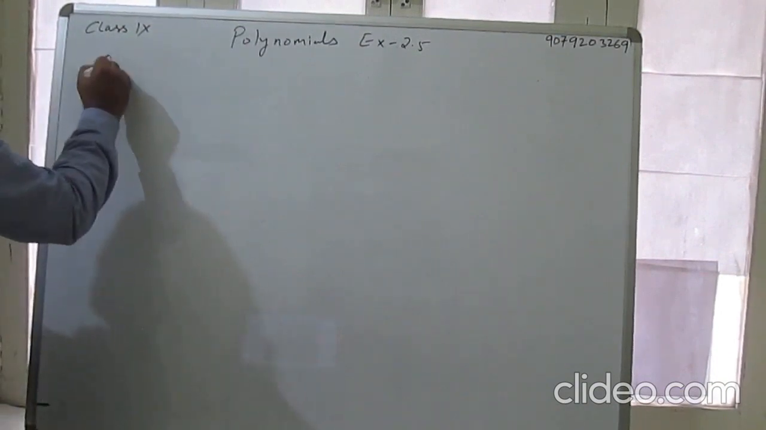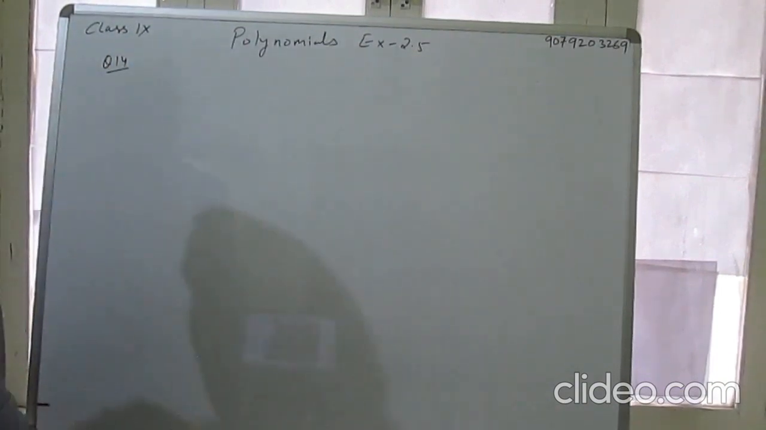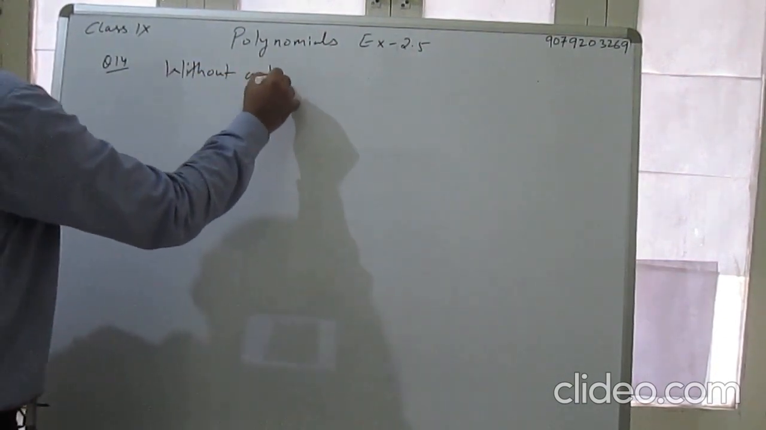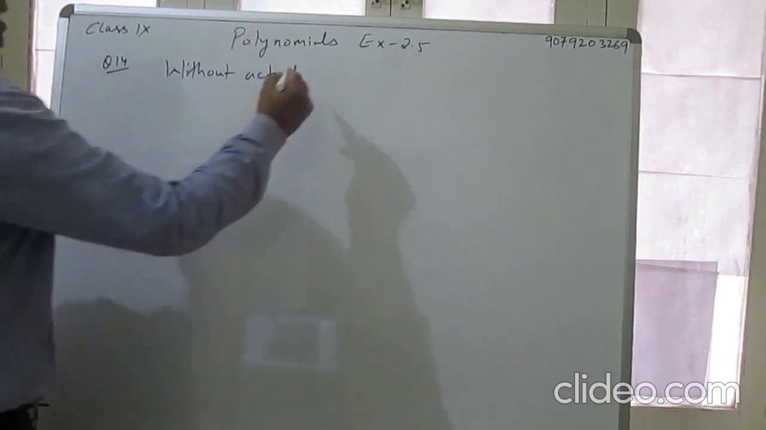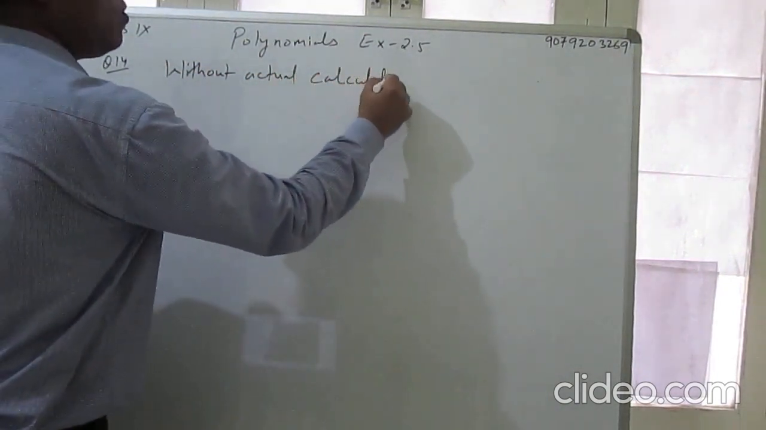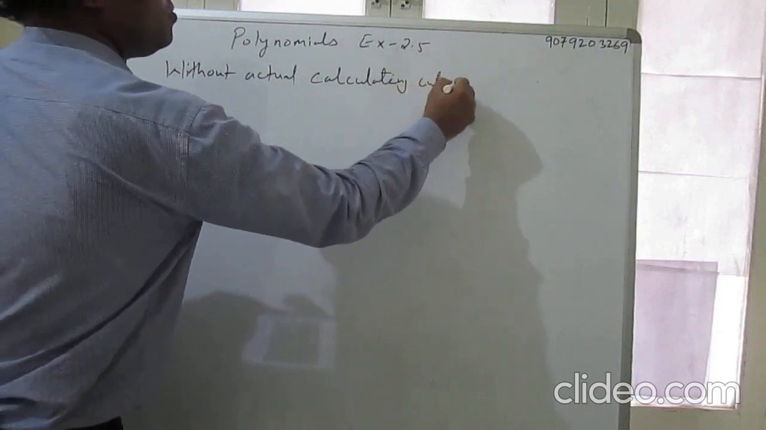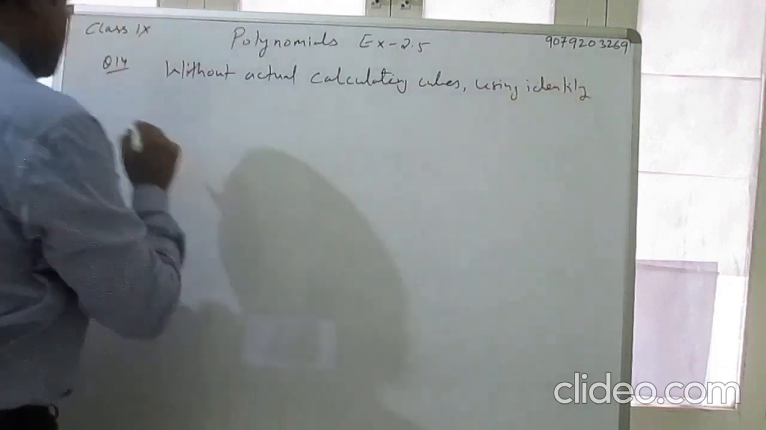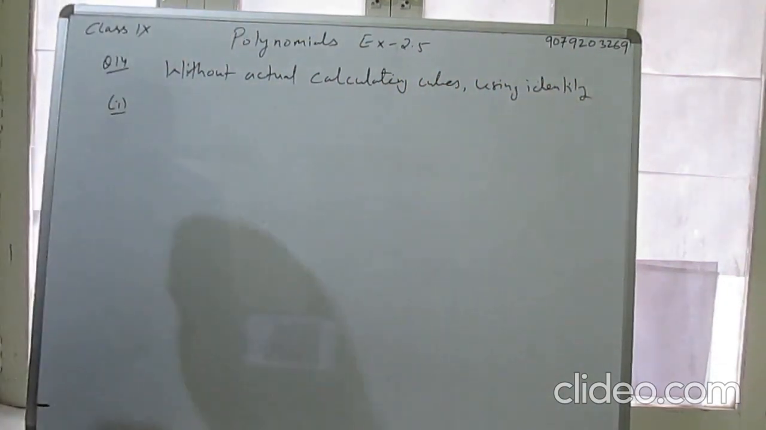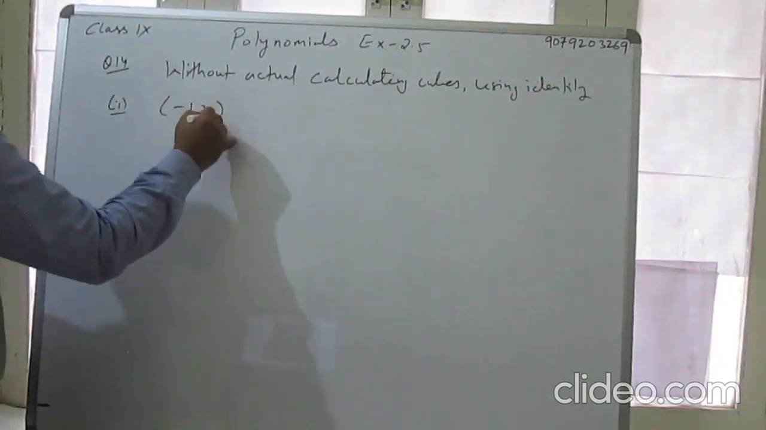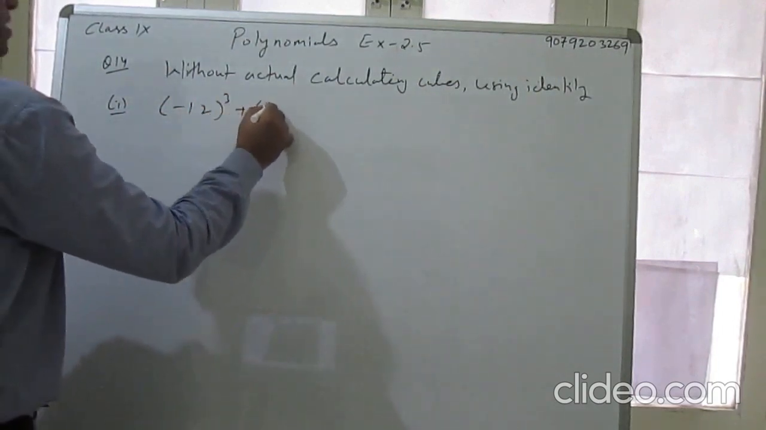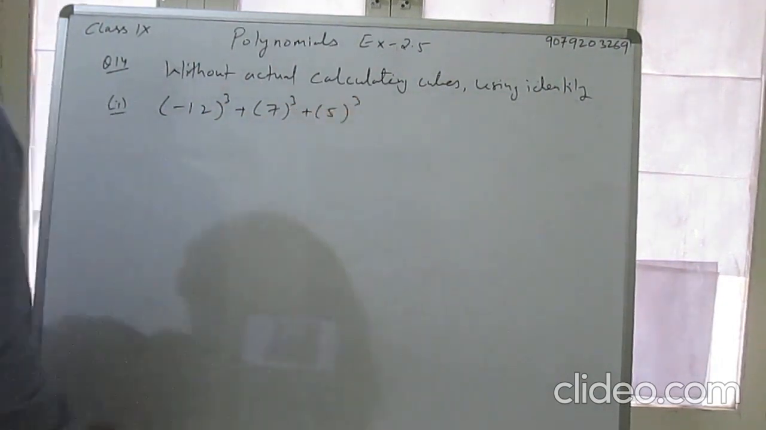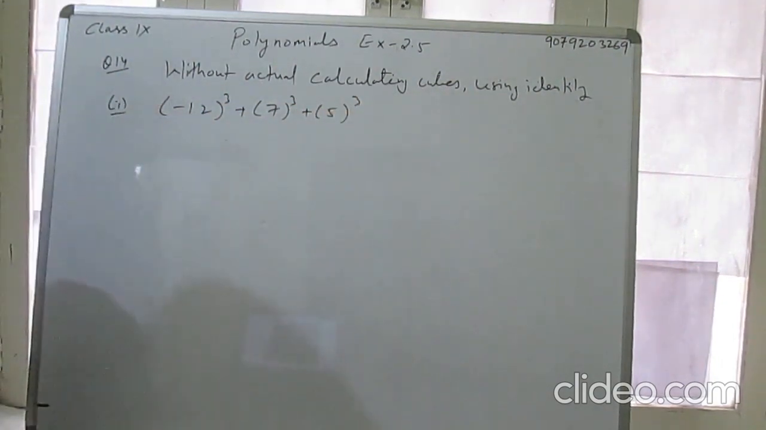Question number 14. Without actually calculating cubes, not directly, calculating cubes using identity. See the first part, minus 12 cube plus 7 cube plus 5 cube. You have to calculate without cubing it, using the identity.